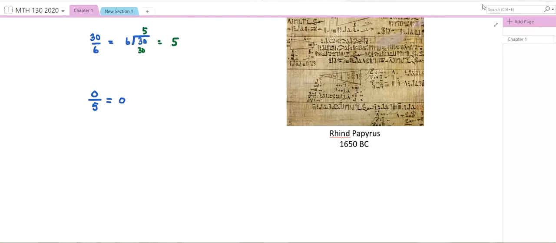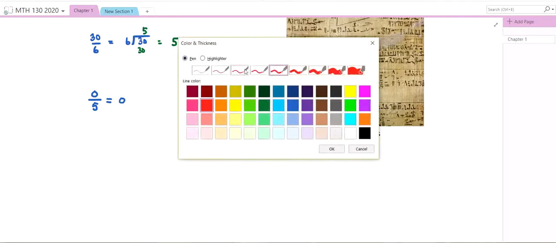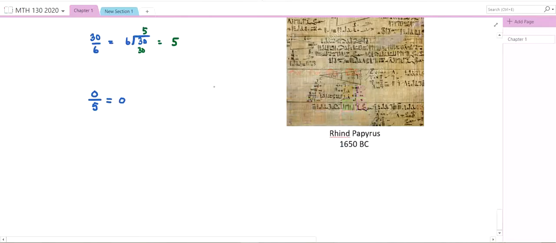So why, you might ask, is this? Well, think of it this way. Let's say we have 30 divided by 6, and we know that equals 5. Well, that's the same thing as saying that 6 times 5 equals 30.